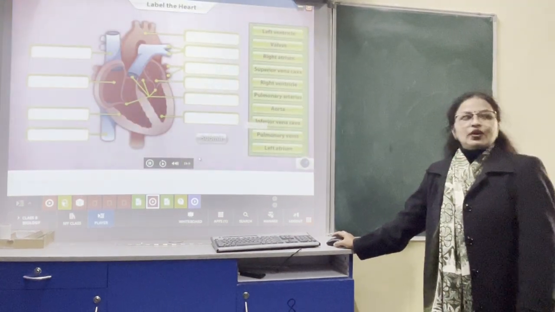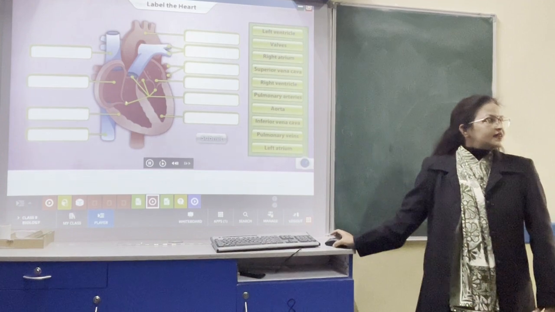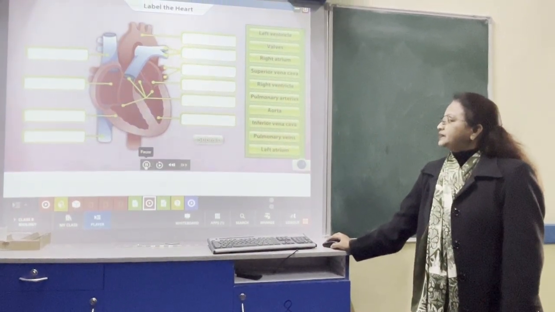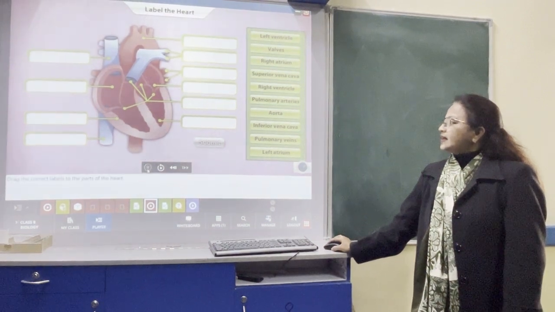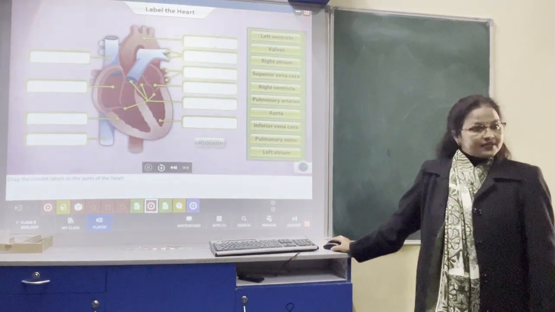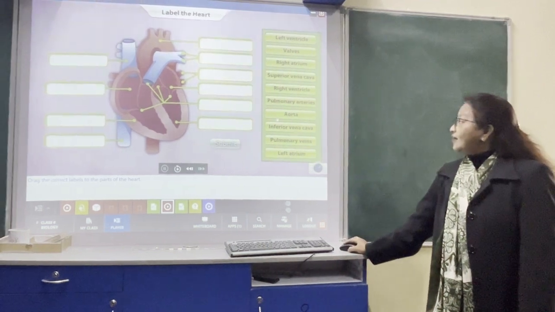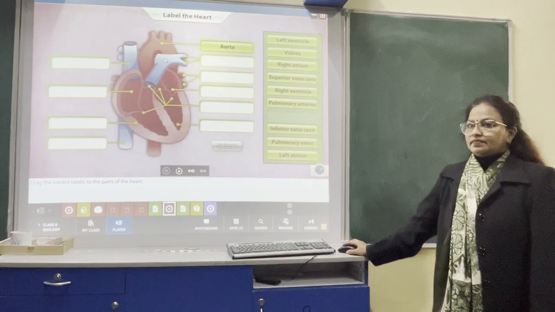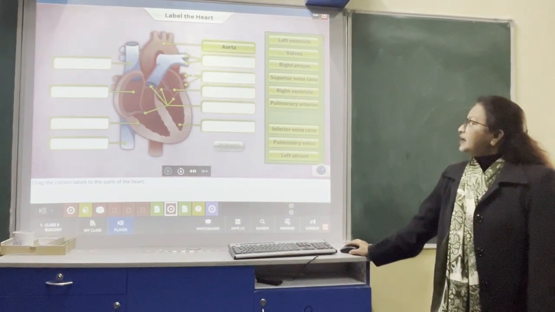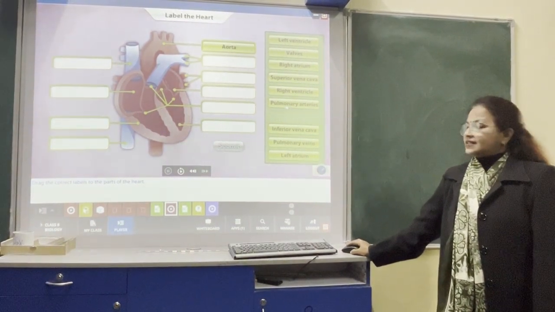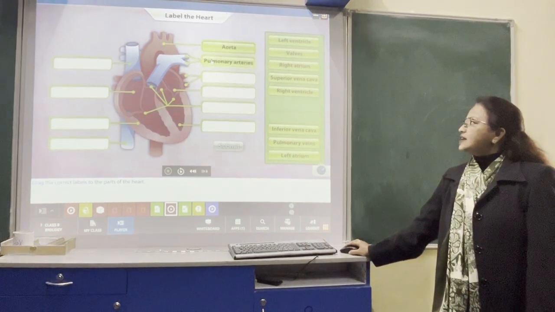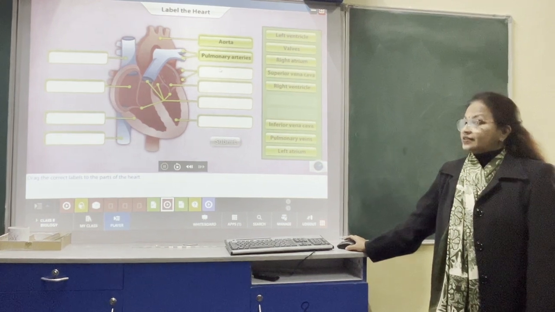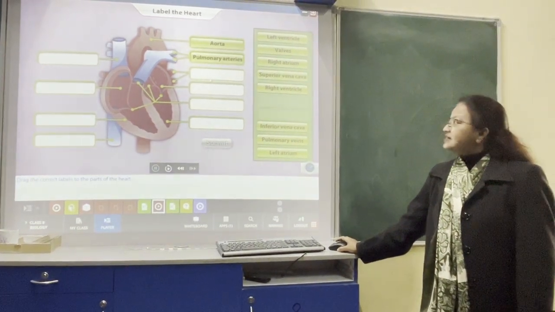Now that we know how the heart works, let us try this exercise. Let us do the labeling of this model of the heart. Drag the correct labels to the parts of the heart. Let us do. What is this? Sure? And this? Pulmonary artery or pulmonary veins? And these are exceptional arteries taking blood to our lungs. Pulmonary arteries taking blood to our lungs.